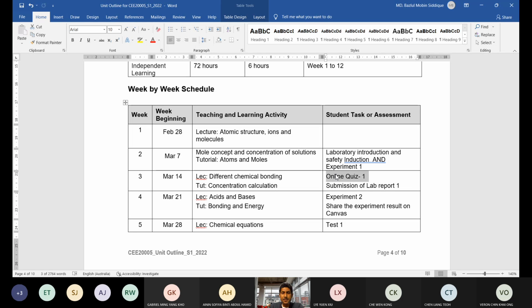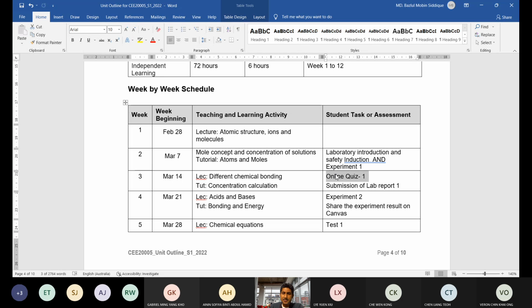These online quizzes will appear in that respective week, like on the 3rd week. And the student has to take that online quiz within these 2 or 3 days. All right. If anybody misses it, sorry, you cannot have the chance. If you do, then there will be a deduction in the marks.